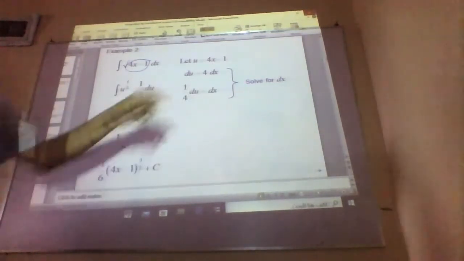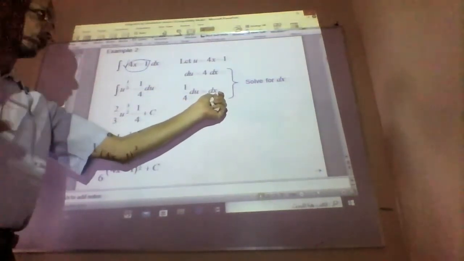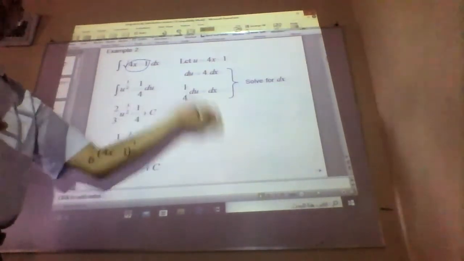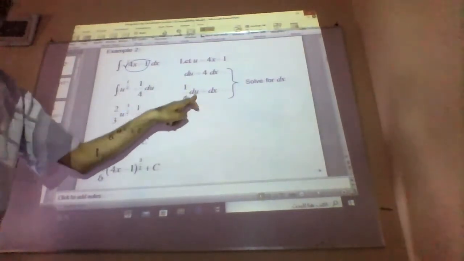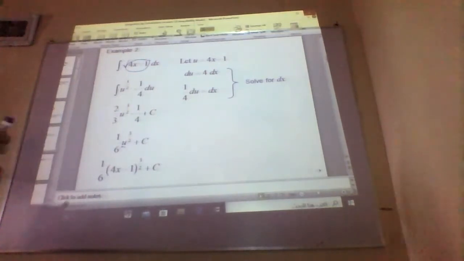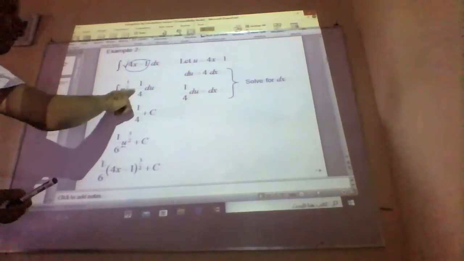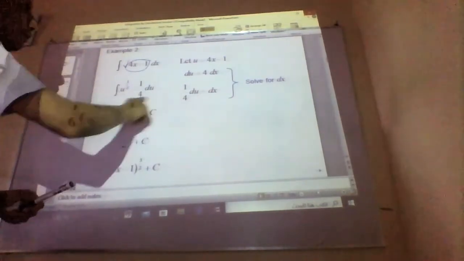Solving that for dx, we want dx as a function of du. So we will divide by 4, multiplying both sides by quarter. So dx equal quarter du. Now substituting in the function: u power half multiplied by dx, dx equal quarter du.